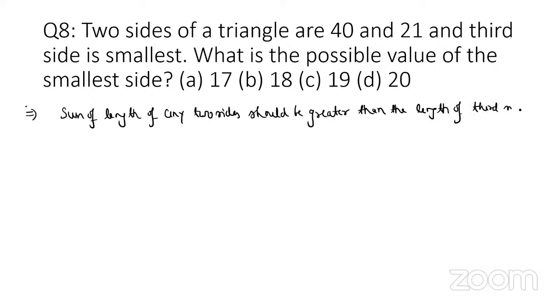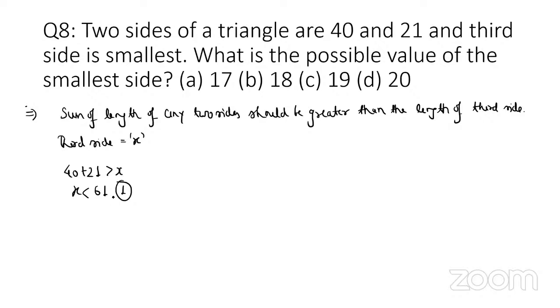So guys, we can apply this property. Let's say the third side is x, and we know that's the smallest side. We can say the sum of two sides, which means 40 plus 21, should be greater than x. That means x should be less than 61. That is one of the relations, or one of the ranges of the value of x.